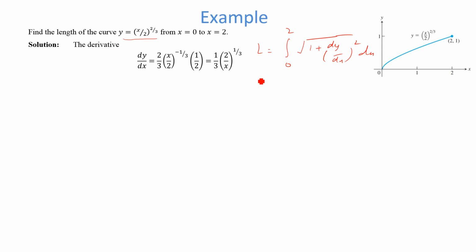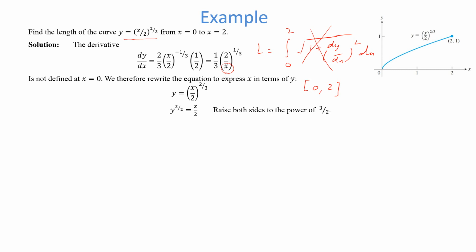Now you can see this is not defined at x is equal to 0. So our interval here is [0, 2], and this is not defined at x is equal to 0, so we are not going to use this form. Now we'll try the other form.